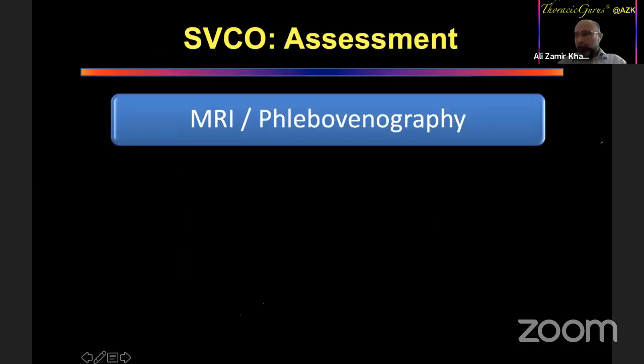The assessment continues by using an MR venography. So you have to think whether the obstruction is very acute or subacute. If it's very acute, you've got to go for stenting. If it is subacute and you still want to analyze what's happening in the vein, then MRI is a very good tool. MRI gives you a good idea of the vascular involvement of the tumor and how much is the extent of the involvement.